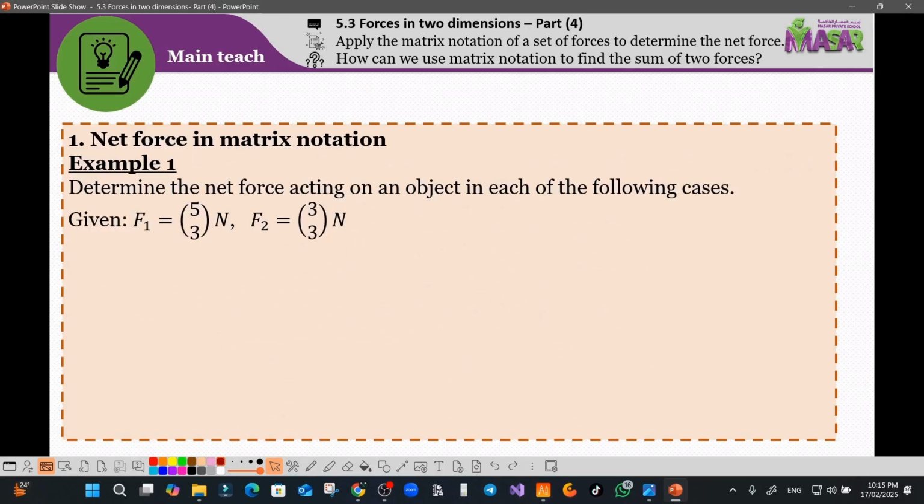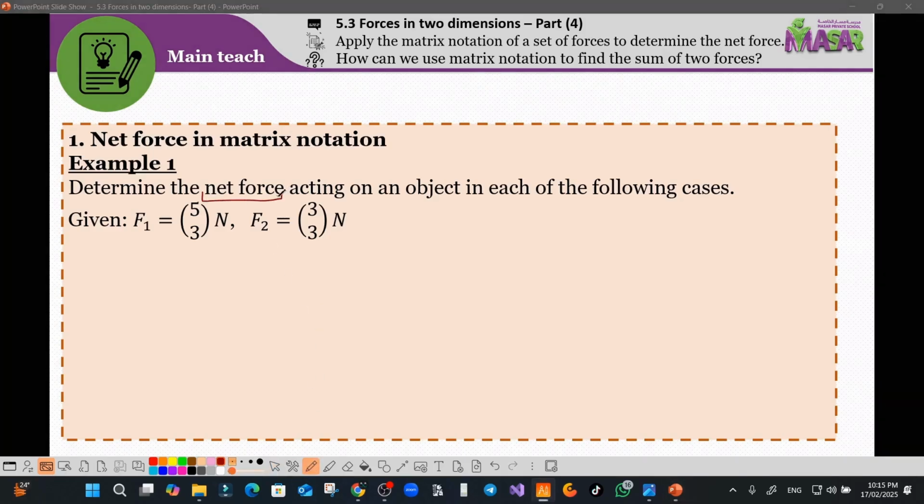So let me clarify this idea by using this example. Determine the net force acting on an object in each of the following cases. Let me recall that whenever they want me to determine the net force, we know that the net force is a vector quantity. It has a direction and magnitude. So I need to determine the direction and the magnitude.